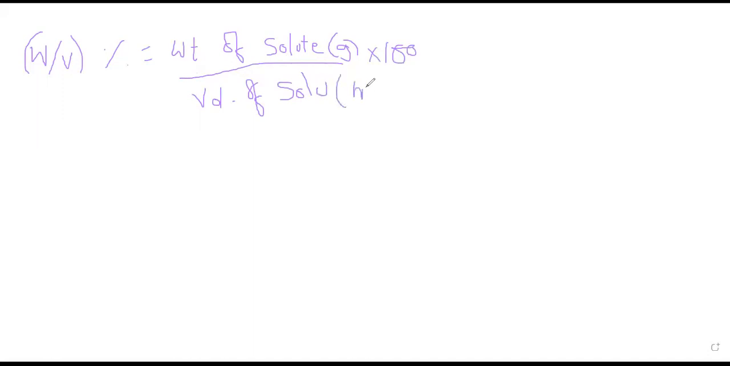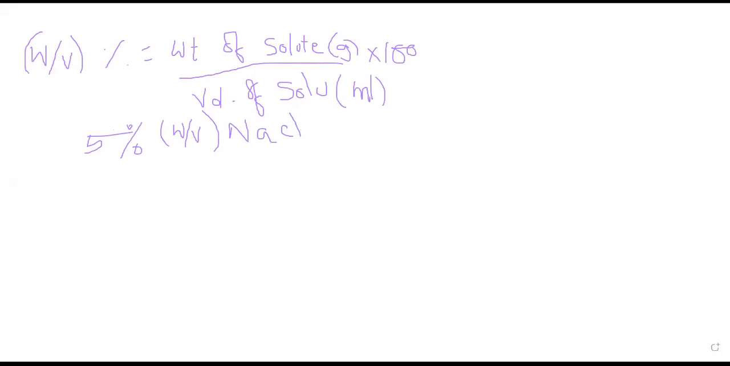Why? Because the solute is taken in grams, so you have to take the volume in ml only, milliliter. This is known as W by V percentage. Now, 5% W by V of NaCl, what does it mean? Can anyone tell me the meaning of this? What does it imply?